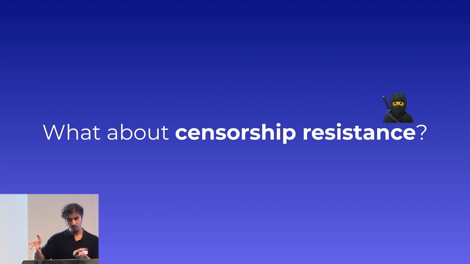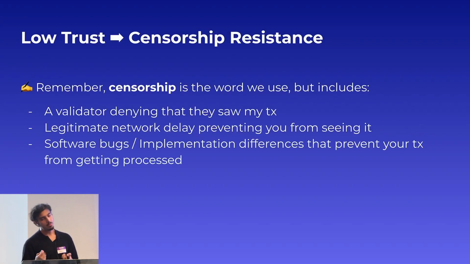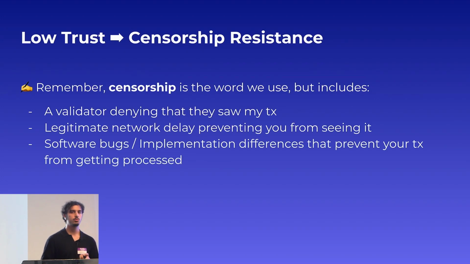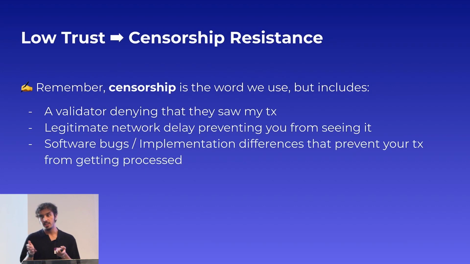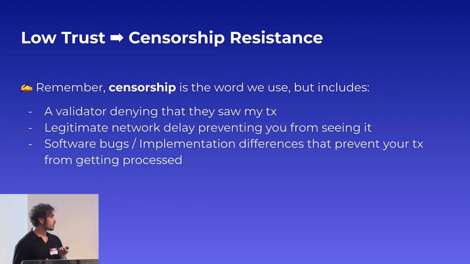And first I want a brief interlude on what censorship resistance is and why we care about it before we get into time measurements. So remember, censorship is the word we use, but this refers to a couple of things. First off is the validator, the next block proposer, denying they saw my transaction. They can just pretend to ignore whatever they want. There could be legitimate network delay. It's not always adversarial. Sometimes I talk to a server and the packets just aren't making it there. And an important thing here is software bugs and implementation differences prevent transactions from getting through. But this is a large class of problems we care about.